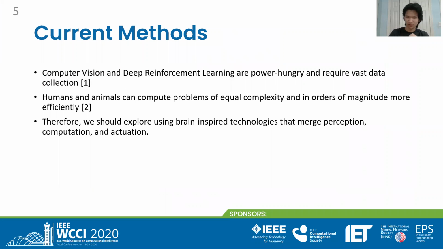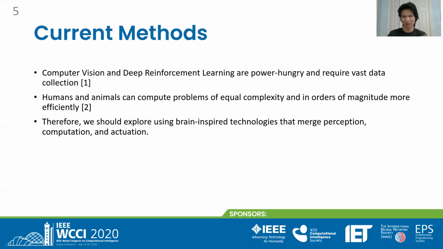Computer vision and deep reinforcement learning algorithms are wonderful and do many powerful tasks, but they are also very power hungry and require vast amounts of data, which in robotics is very hard to obtain. When we look at how humans and animals work, we can see that they compute motion problems of equal complexity orders of magnitude more efficiently, meaning they perform with far less data and far less electrical power.